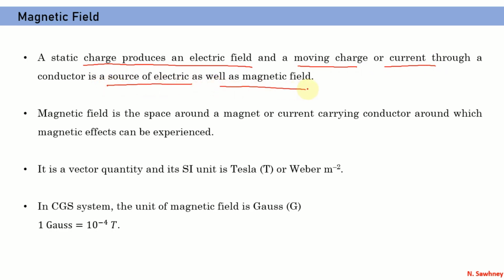So now we are in a position to define magnetic field. It is the space around the magnet or current carrying conductor around which magnetic effects can be experienced. It is a vector quantity and its SI unit is Tesla or Weber per meter square. In CGS system, the unit of magnetic field is Gauss, and the relationship between Gauss and Tesla is that 1 Gauss is equal to 10 raised to the power minus 4 Tesla.